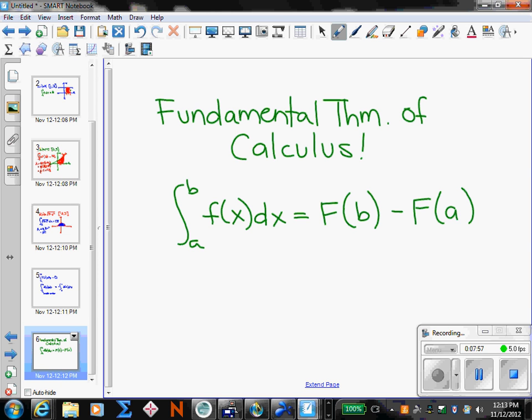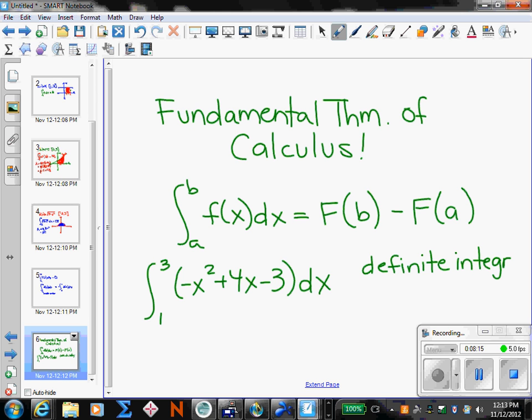So let's do an example. The integral from 1 to 3 of negative x squared plus 4x minus 3 dx. This is called a definite integral. It's definite because there's values at the bottom and the top of the integral sign. The other integration method where you have to add the plus c is just an integral, not a definite integral. So when we look at this problem, we are talking about the area underneath the curve of that function. Now, we know that that is an upside-down parabola. There is no geometric shape that fits exactly underneath that parabola, so we cannot use our geometric method.